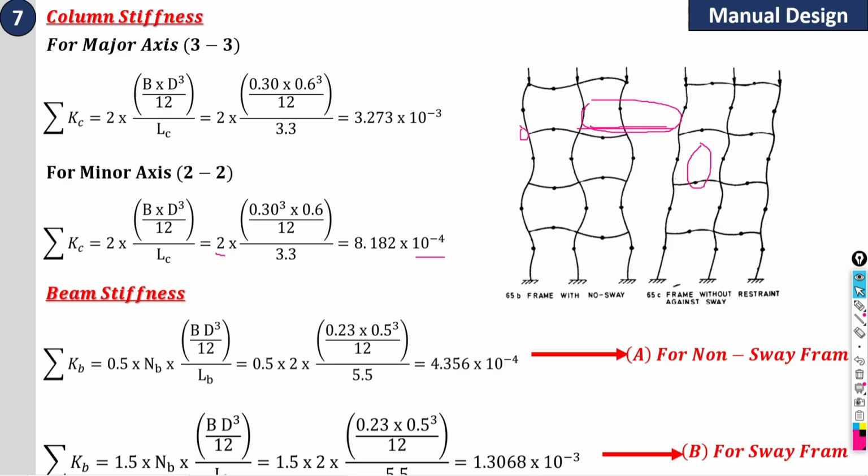Going for the next step. Okay, so stiffness of the beam as what? 1/2, that is going to become 0.5. Now NB, number of beams, is going to be connected to that particular joint of the column.